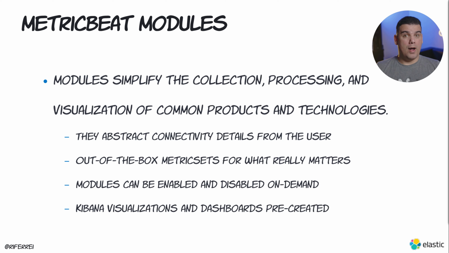Modules are out-of-the-box implementations that provide support for metrics to common products and technologies. They encapsulate all the details related to connectivity, meaning that users don't have to worry about how metrics are going to be pulled from the sources or how they're going to be shipped to the configured outputs. Modules can be enabled and disabled independently. At a given point in time, a set of modules can be used by Metricbeat while others can be kept disabled.